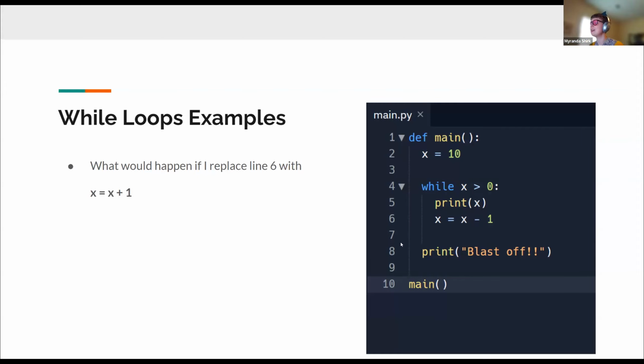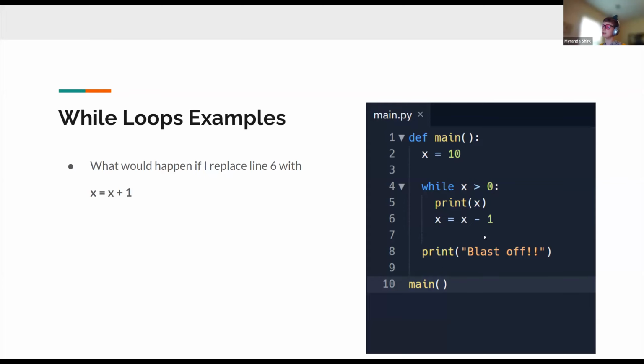Okie doke. So let's look at some examples. We have this code here, and like I said, this def main is just sometimes put into Python files. We haven't gone over that yet, so you can just pretend this is our file. We have x equals 10, while x is greater than 0, print x, and then x now equals x minus 1. You can imagine what I want it to do here. X starts at 10. I want it to print x through each iteration and then decrement x by 1 each time and then print blast off at the very end.